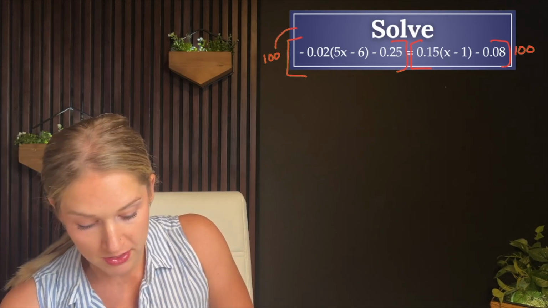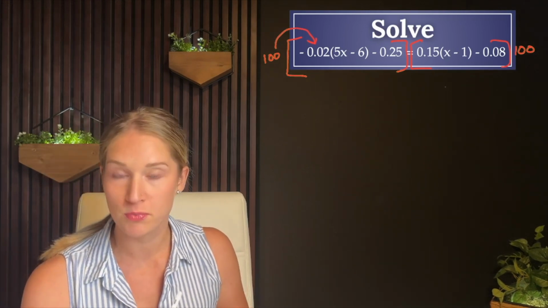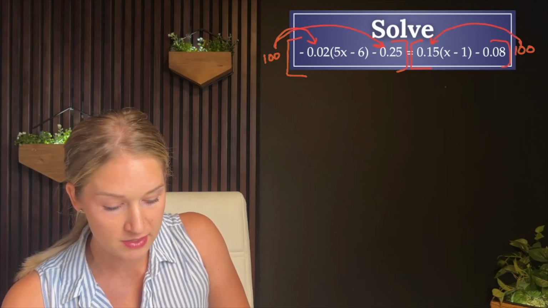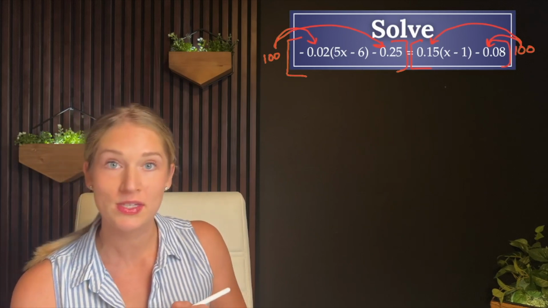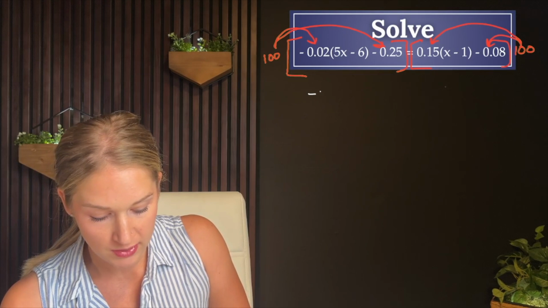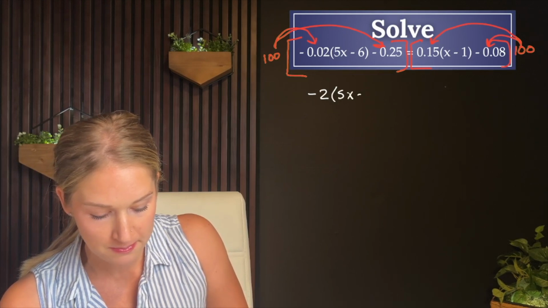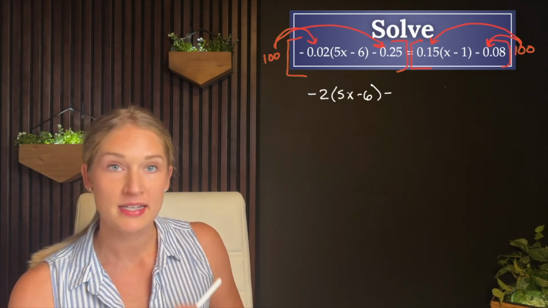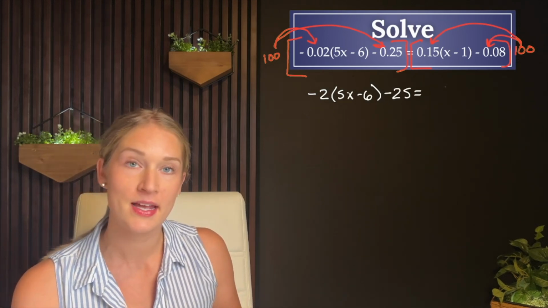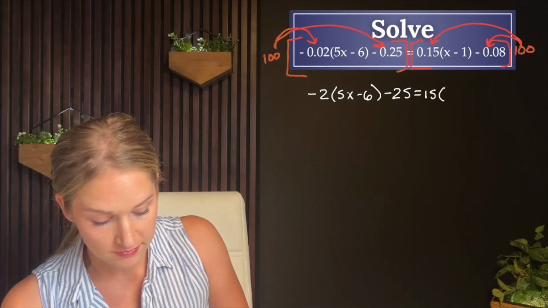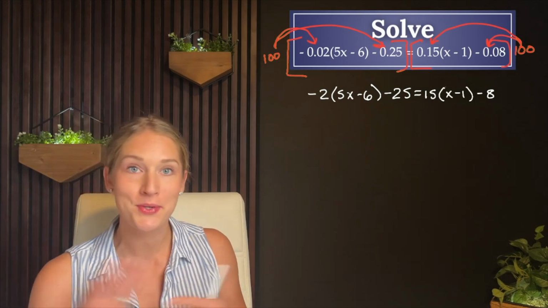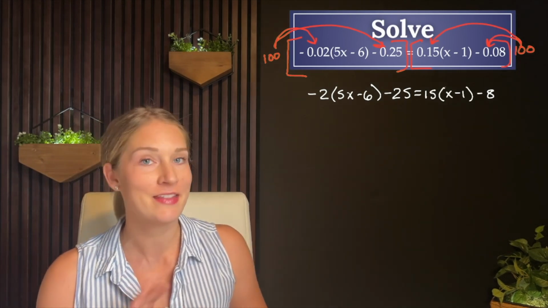So I'm going to take my 100 and multiply by the negative 0.02, by the 0.25, and then on the right side by the 0.15 and the 0.08. Each of these just moves the decimal to the right 2 spaces. So when I move to the right 2 spaces for that first one, I get -2 and the parentheses stay the same. Minus, I move the decimal to the right 2 times and just get the number 25. On the right-hand side, 0.15 becomes 15, and the 0.08 becomes just 8. So now I don't have any more decimals. My numbers are nice and pretty, and this is pretty straightforward.